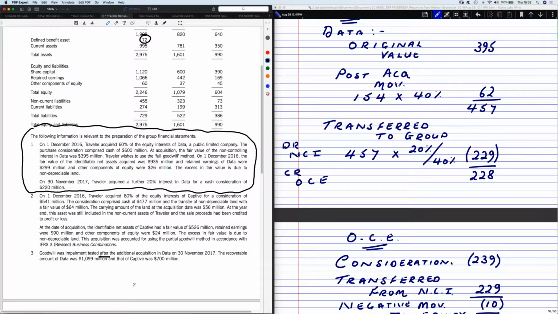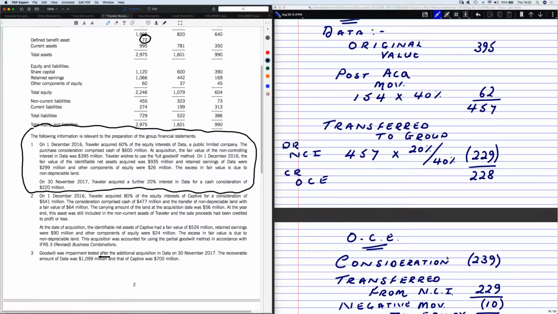Goodwill was impairment tested after the additional acquisition in Data on the 30th of November 2017. Based on that, what would be the allocation percentage to the group based on the impairment testing occurring on the 30th of November after the additional acquisition in Data? Oh, it's no longer 60%. It, of course, is 80%. You lot are fantastic.